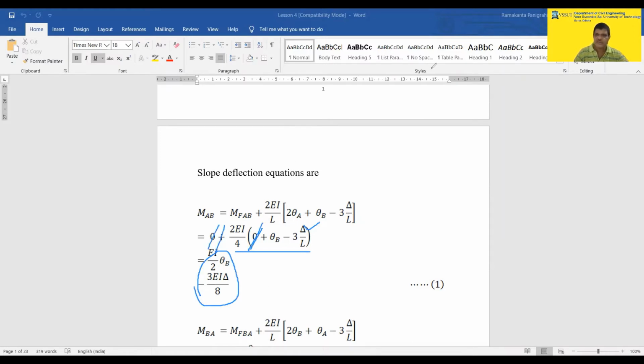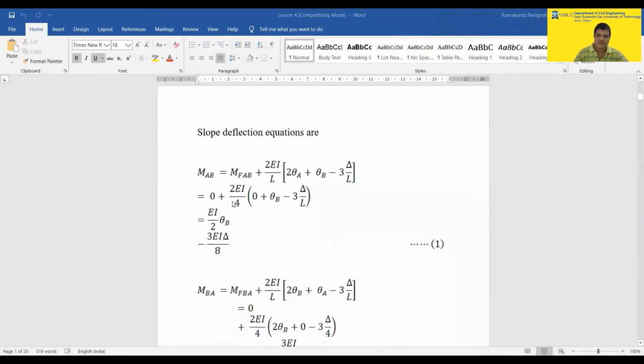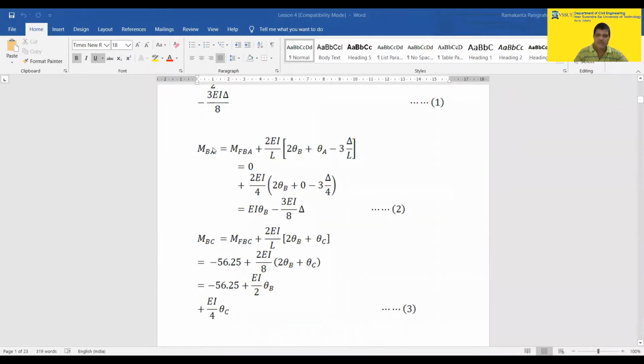So let us go to the calculation of M BA. Similarly, the MF BA value is 0 because there is no loading on this AB. There is no loading provided, so the fixed end moments are 0. Now 2 theta B plus theta A minus 3 delta by L. Theta A is equal to 0, so now it will come as 2 theta B minus 3 delta, so that comes around EI theta B minus 3EI delta by 8.